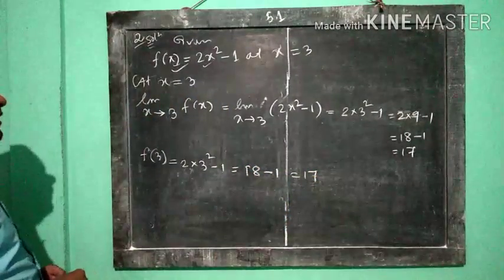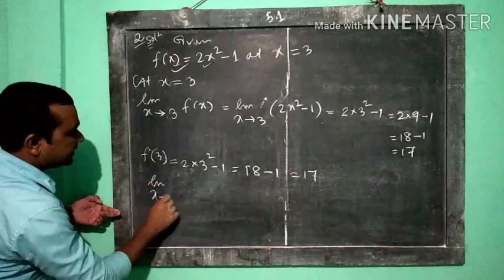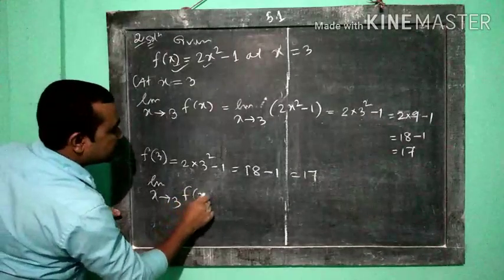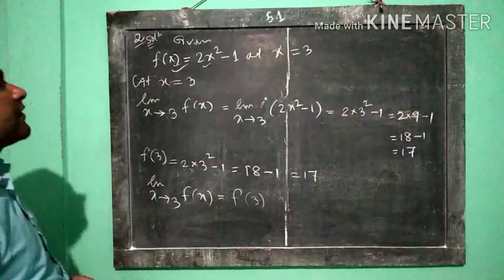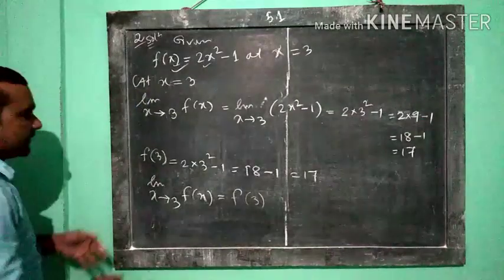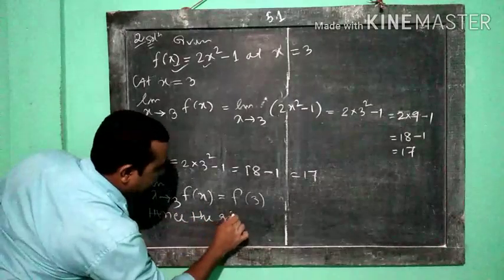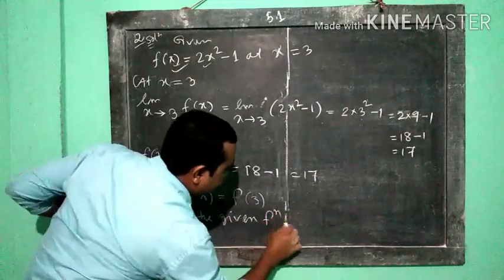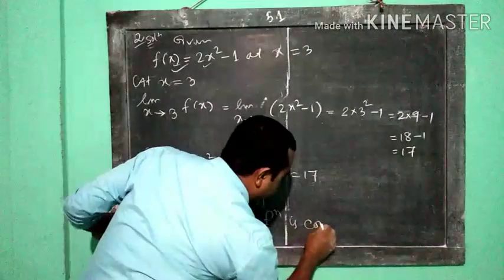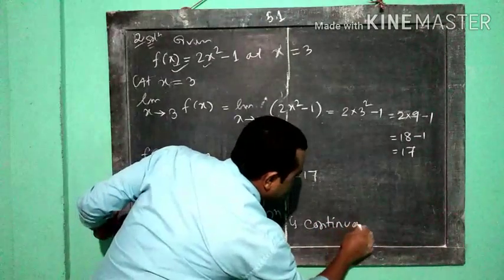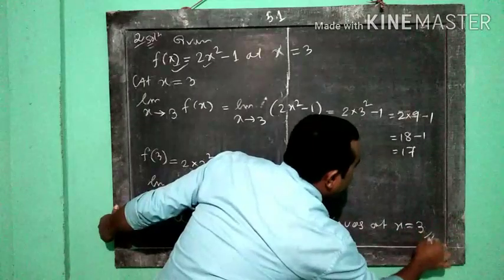So what do we have here? We get limit x tends to 3, f(x) equal to f(3). The values are the same. Hence the given function is continuous at x equal to 3.